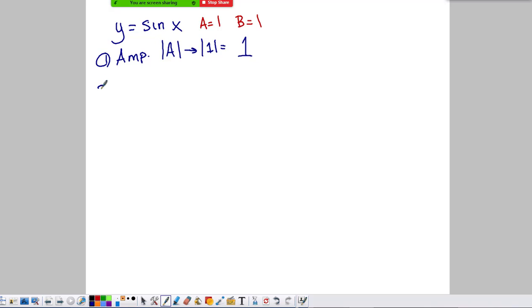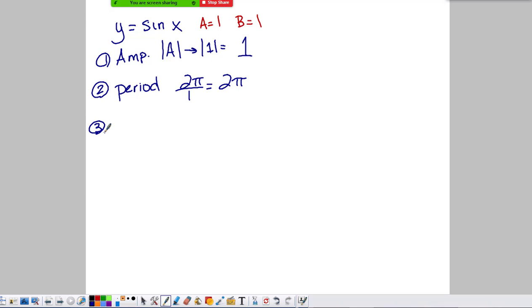The second thing we had to find out was our period. So we need to know how far this is going to go to repeat. To figure out our period, 2 pi all the way around the circle divided by our b, which is 1. So it's going to repeat every 2 pi. So on our x-axis, we're going to be counting by pi's.